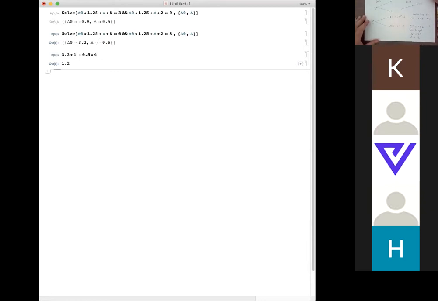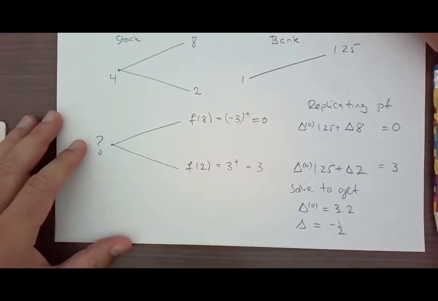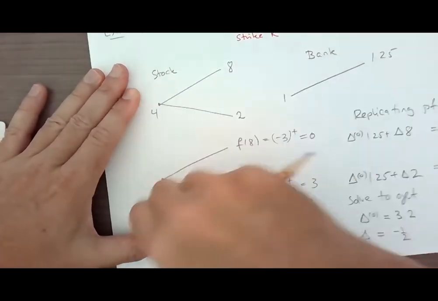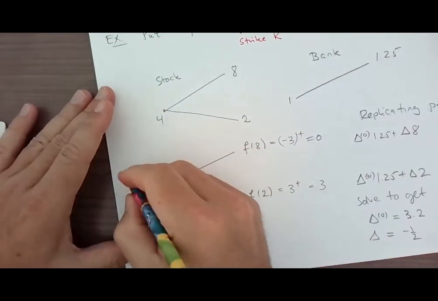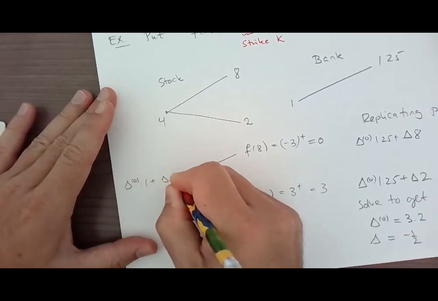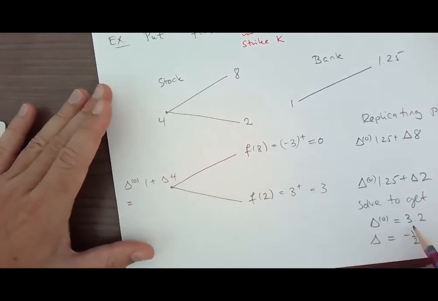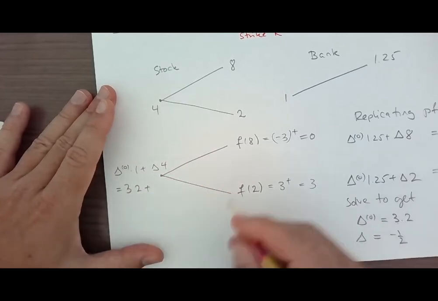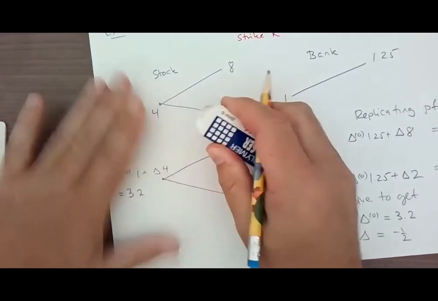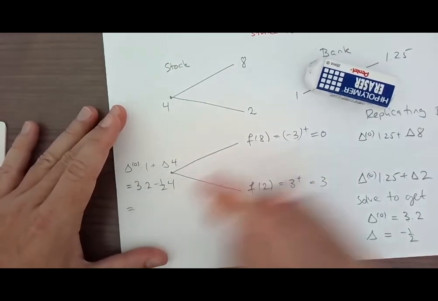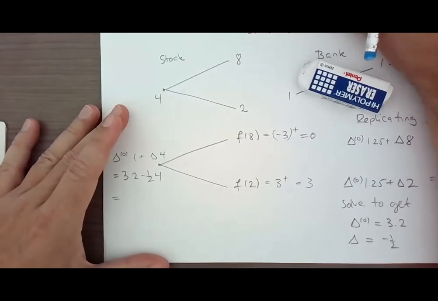And then I go back. I can now fill in the question mark. This is going to give me what the question mark is. This here is delta naught times 1 plus delta times 4. This was equal to 3.2 plus minus a half times 4. And this was equal to, what was it we got? We got 1.2.